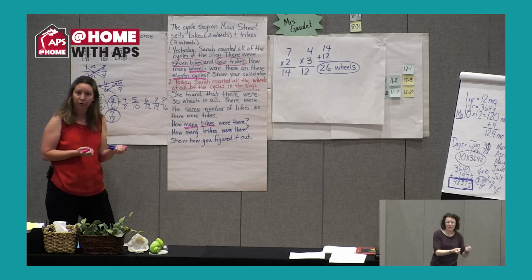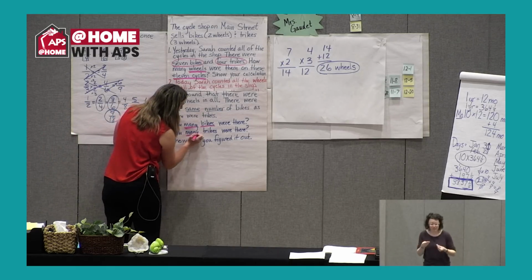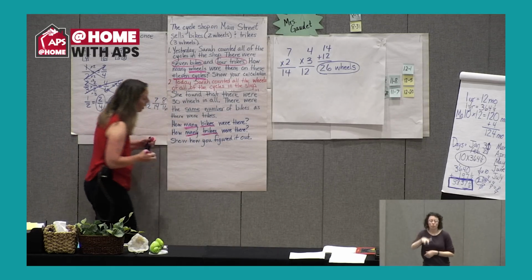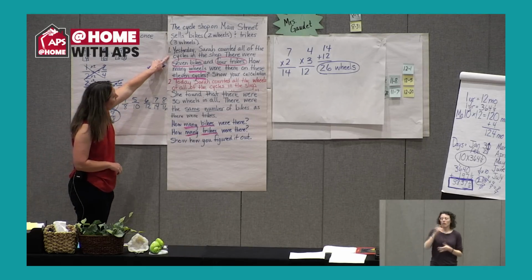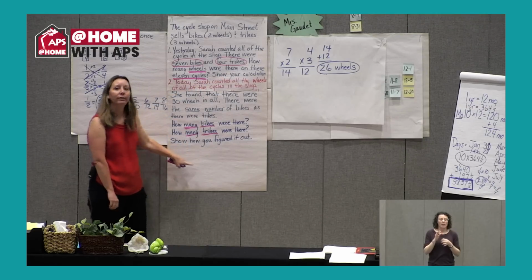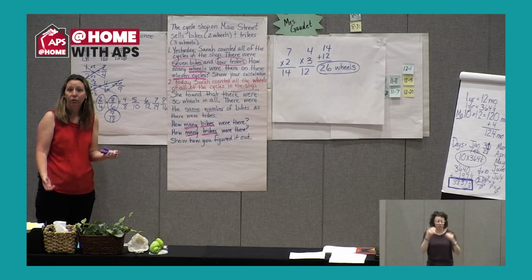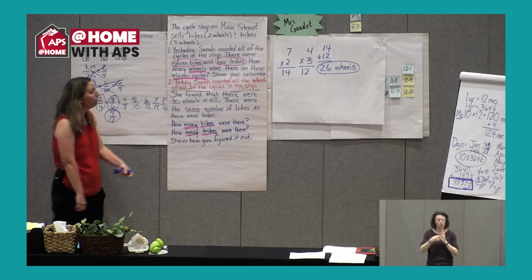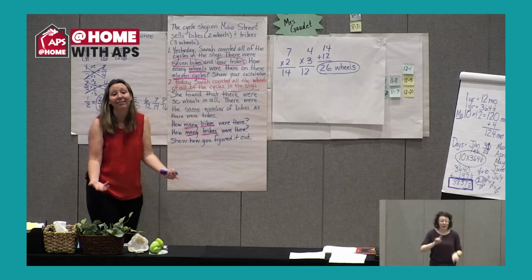What else do we have to solve for? How many trikes? And one thing last time I forgot to mention with this one, the one piece that always says show your calculation, what is it asking for on this one? Show how you figured it out. So you can't just say, oh, it's 26 wheels, yay. No, we can't do that.